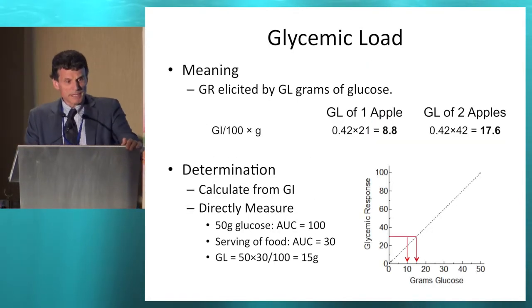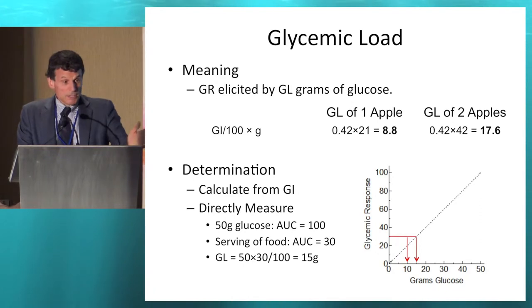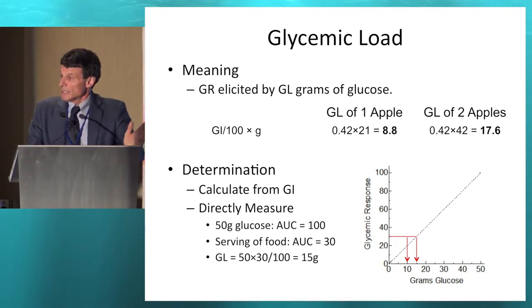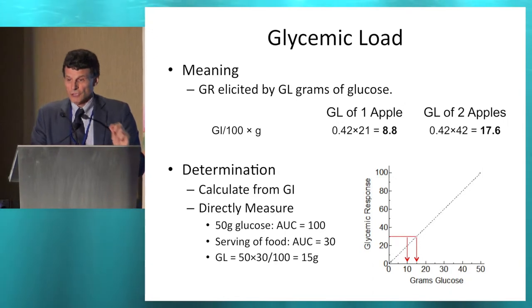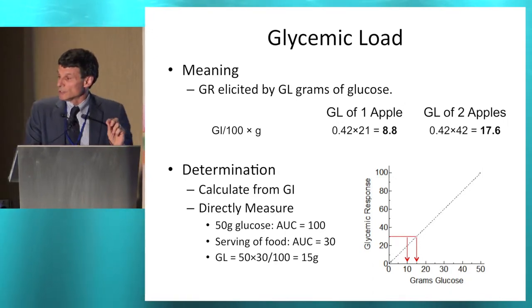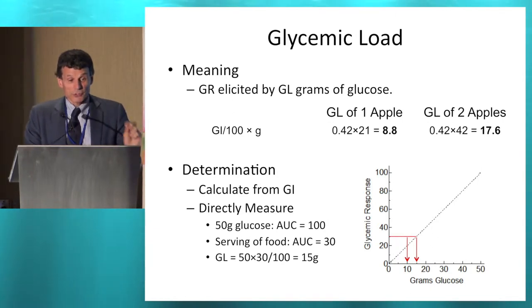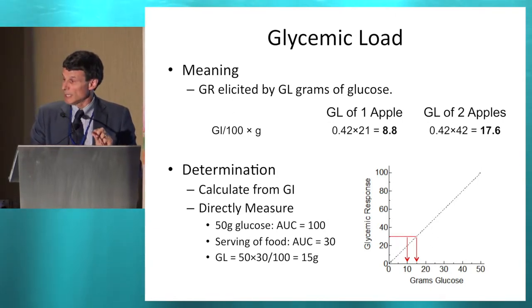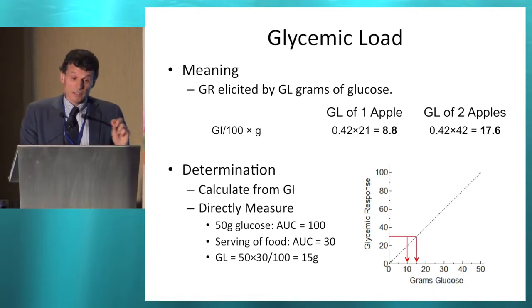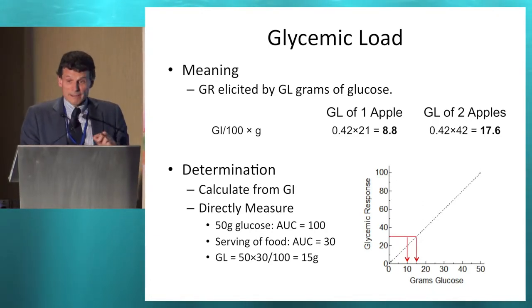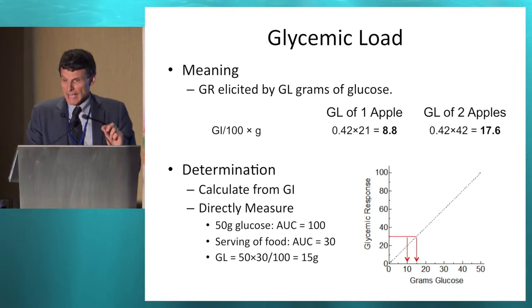So what does this term mean? As Simon said, it's the glycemic response elicited by the glycemic load grams of glucose. So you can change this in two ways. You can change it by changing the glycemic index, or you can change it by changing the grams of carbohydrate. So the glycemic load of two apples is twice the glycemic load of one apple. And I think that's how we generally think about it.